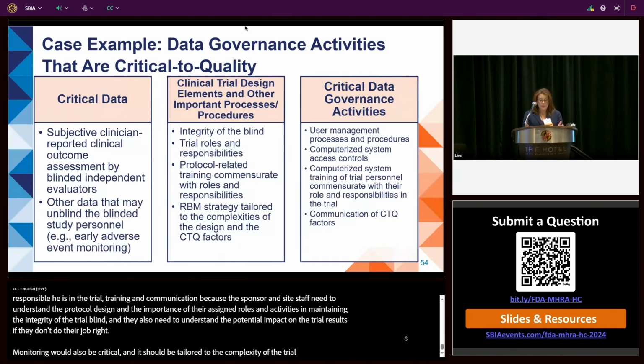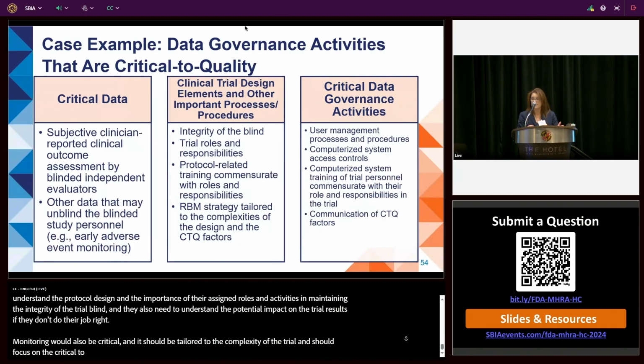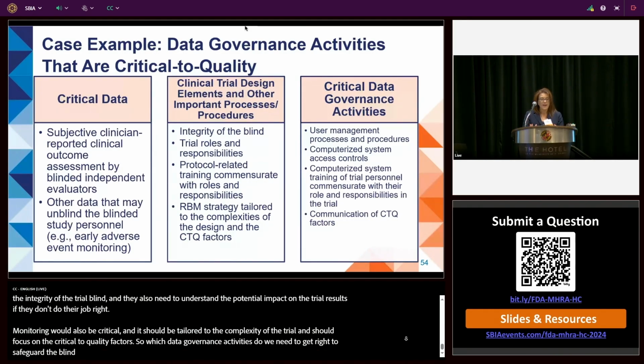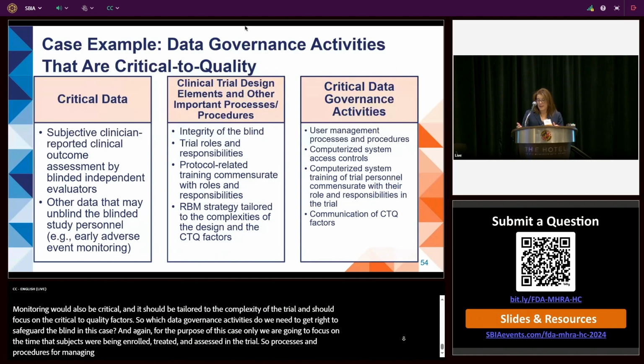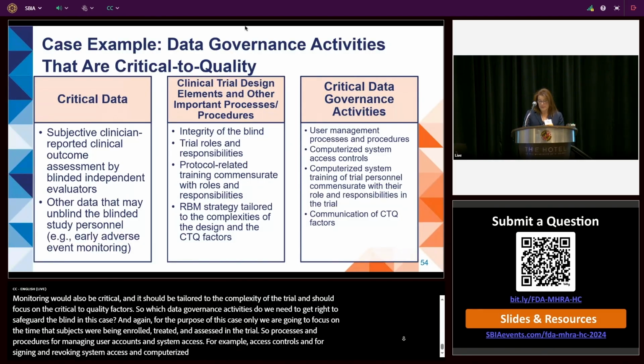So which data governance activities do we need to get right to safeguard the blind in this case? And again, for the purpose of this case only, we're going to focus on the time that subjects were being enrolled, treated, and assessed in the trial. So processes and procedures for managing user accounts and system access. For example, access controls and for assigning and revoking system access, and computerized system training for system users that's commensurate with their roles and responsibilities in the trial.